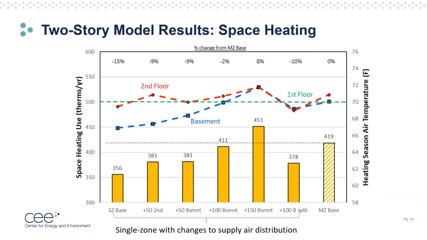When the basement supply air is increased by 150 CFM, the basement and second floor are overheated, and the single zone energy use is actually 8% greater than that for the multi-zone system. So that's the highest yellow bar you see there at 451 therms. So this chart also shows that there's a strong relationship between the zone temperatures and the heating energy use.